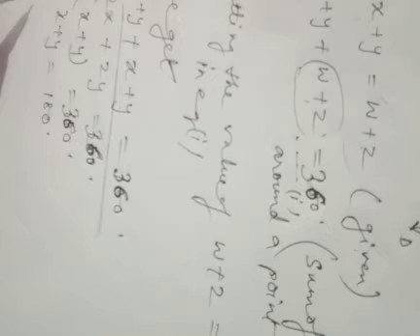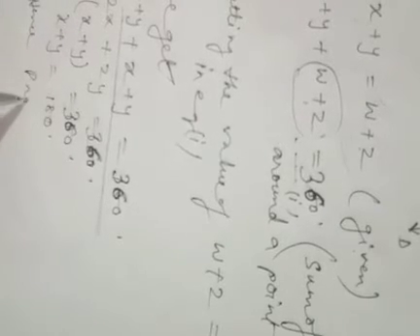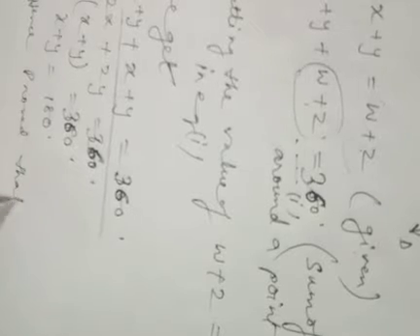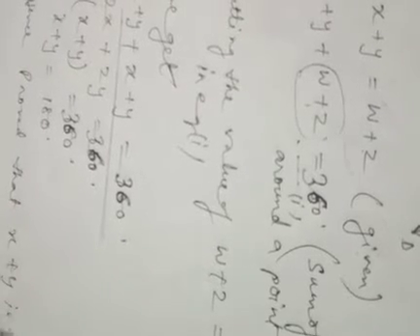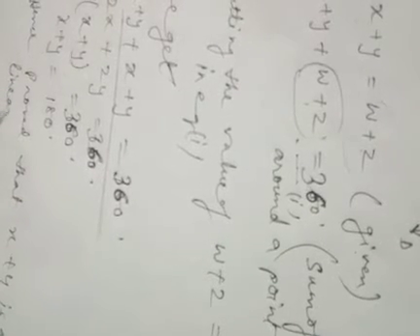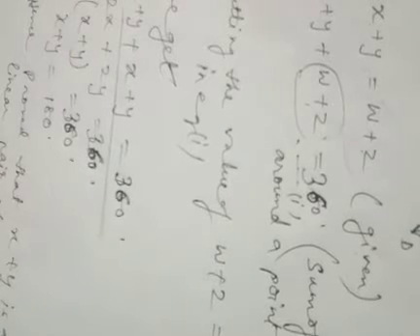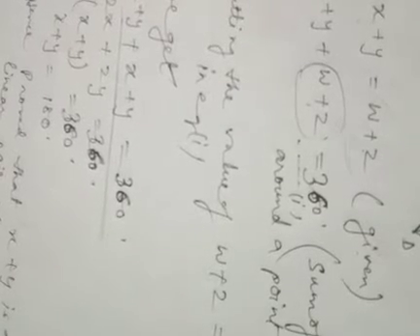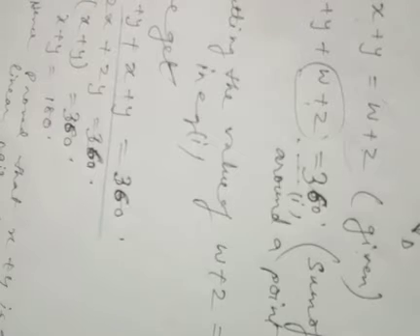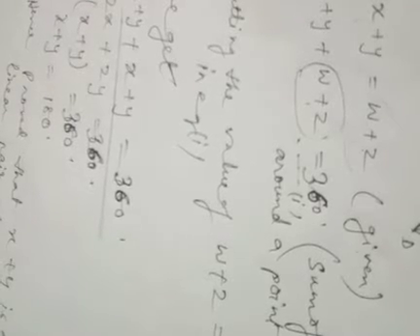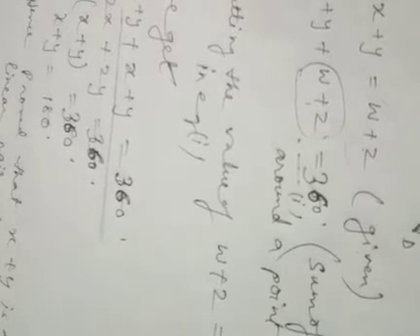So write down, hence proved that x plus y is a linear pair of angles. Okay, therefore AOB is a straight line.